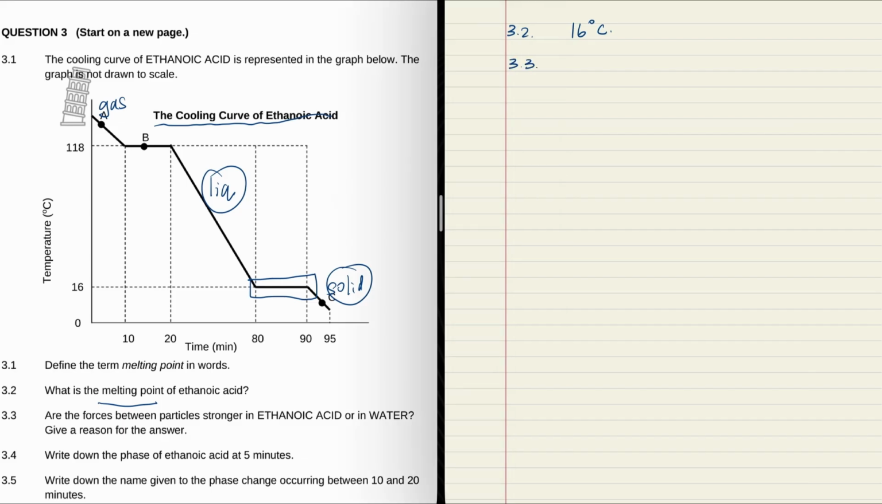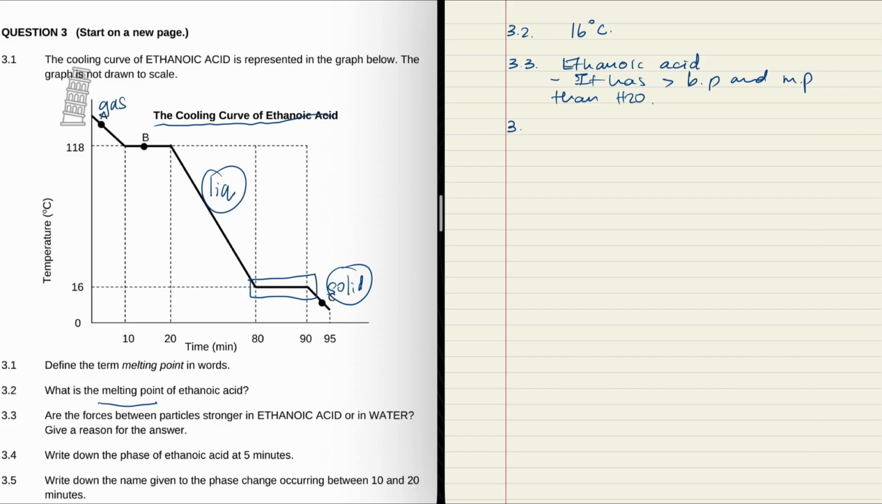Question 3.3. Are the forces between particles stronger in ethanoic acid or in water? Give a reason for the answer. The answer here is ethanoic acid. It's stronger in ethanoic acid, and the reason is that it has a higher melting and boiling point than water. Remember, water melts at 0 and boils at 100. This is melting at 16 and boiling at 118.